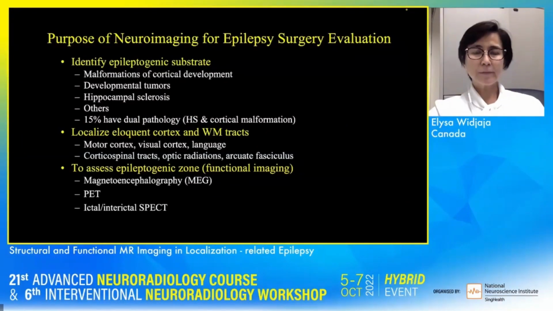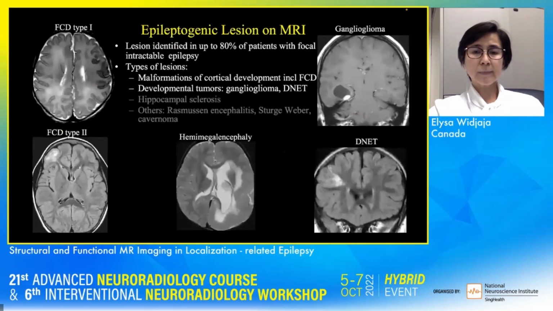The purpose of neuroimaging in the context of epilepsy surgery evaluation is to identify the epileptogenic substrate, localize the eloquent cortex and white matter tracts, and assess the epileptogenic zone. Lesions can be identified in up to 80% of patients with focal drug-resistant epilepsy. The range of lesions that may be identified in children is similar to that in adults.